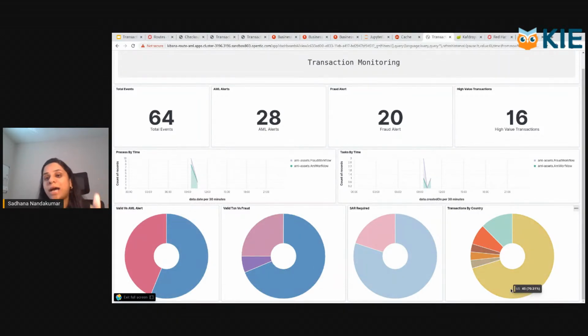And again, that information is coming right from the data that's being sourced, both from the decision point as well as from the business automation point. So the committed process metrics and the task metrics are also being pushed. So all of that is basically powering this Elastic dashboard.